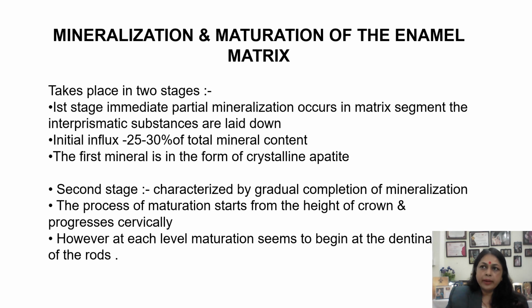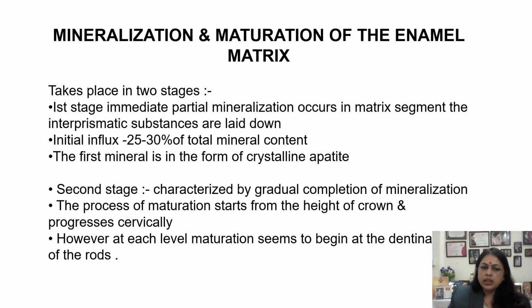Now we come to the second part of amelogenesis, that is mineralization and maturation of the enamel matrix. This also takes place in two stages. In the first stage, there is immediate partial mineralization in the matrix segment, and interprismatic substances are laid down, and the initial influx of mineral content is almost 25 to 30%, and the first mineral that is laid down is in the form of crystalline apatite, that is hydroxyapatite crystals. Okay, so immediate partial mineralization, and in the second stage there is gradual completion of this mineralization.